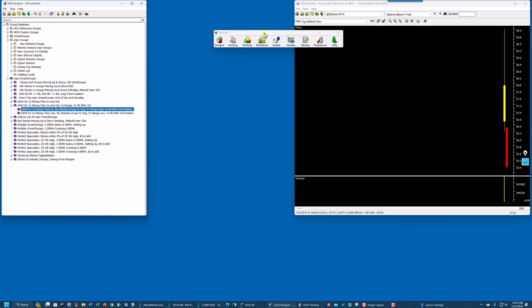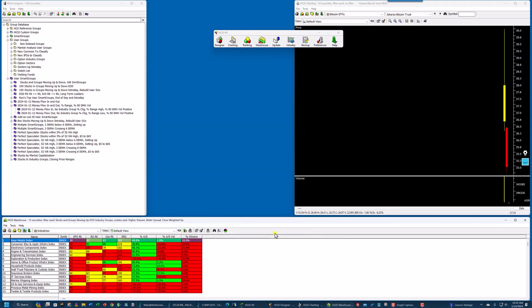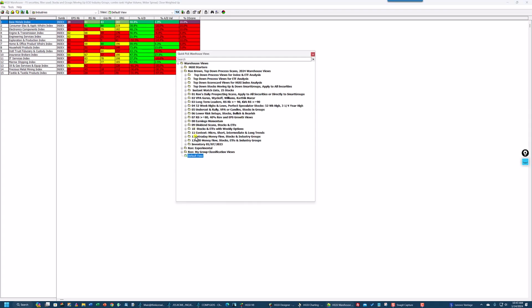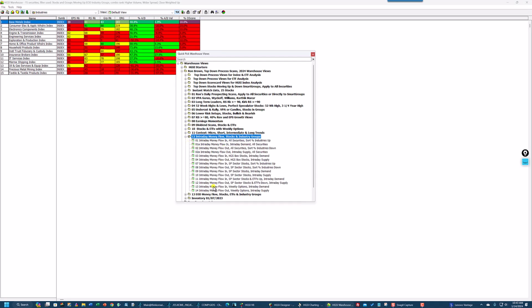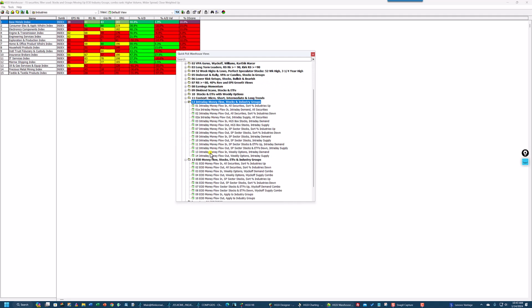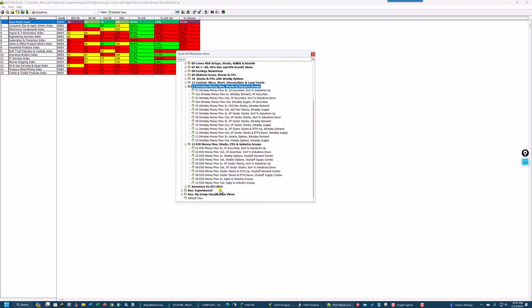And now I'm going to bring up the warehouse, make this full screen, and you'll find these money flow scans under number 12 for the intraday, and end of day is folder number 13.